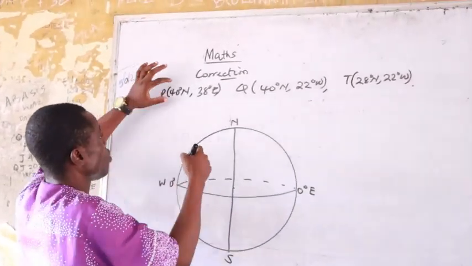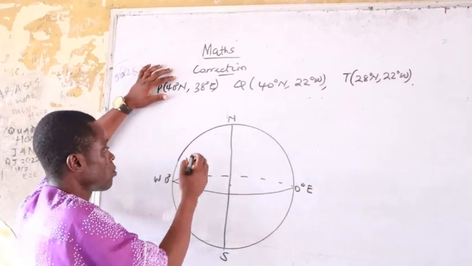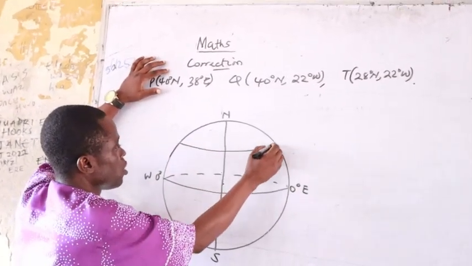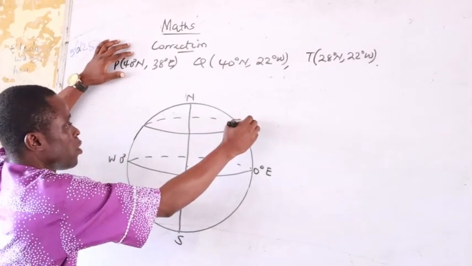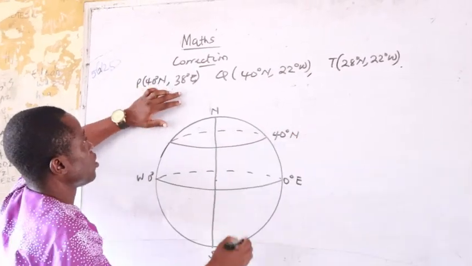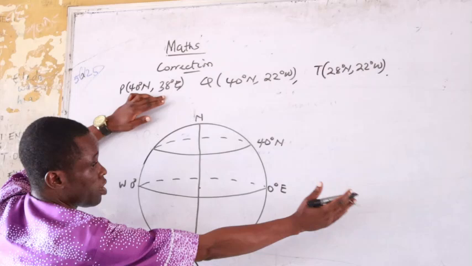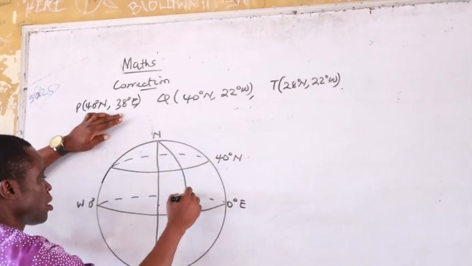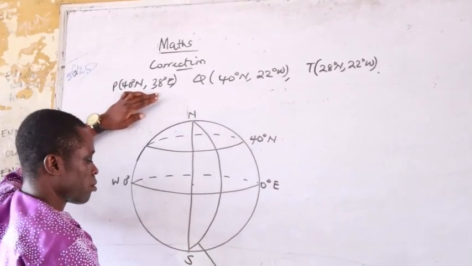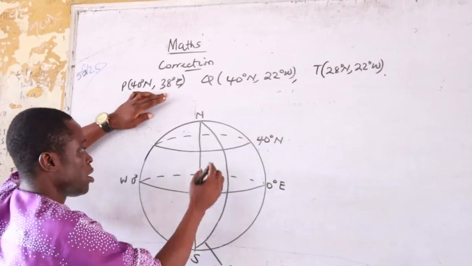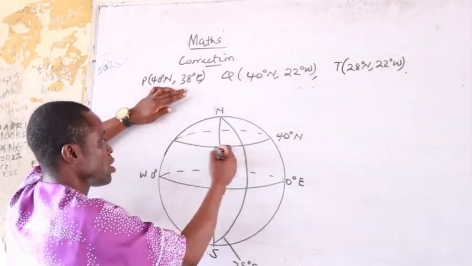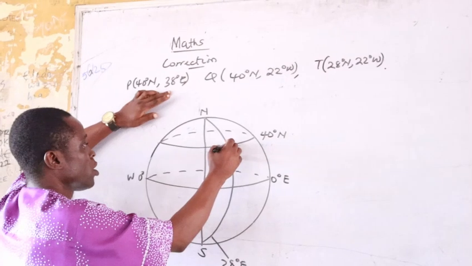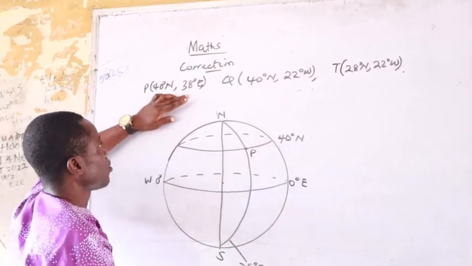Now, according to this point, 40 degrees north. This is 40 degrees north, 38 degrees east. This is east, this side. 38 degrees east. And there is a point of intersection. This is a latitude, this is a longitude, this is the point of intersection, and it is P.